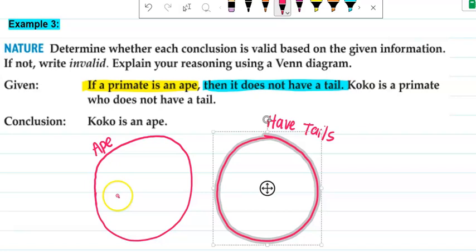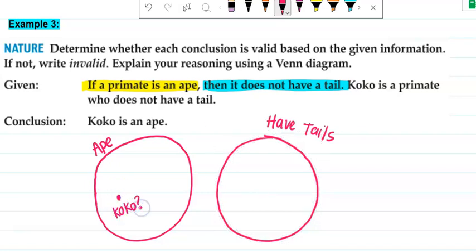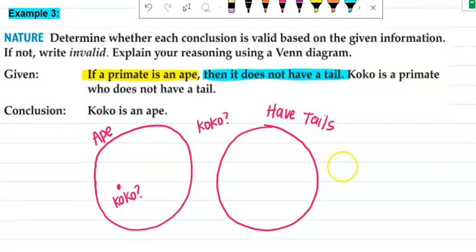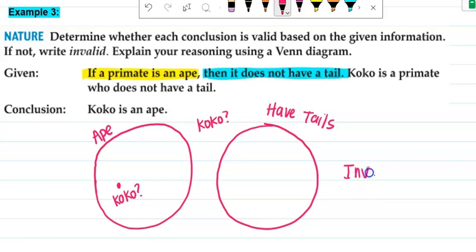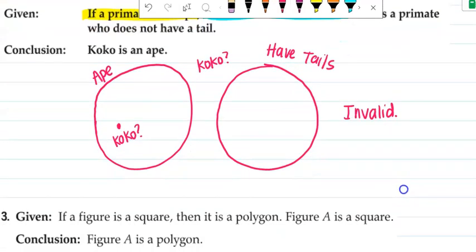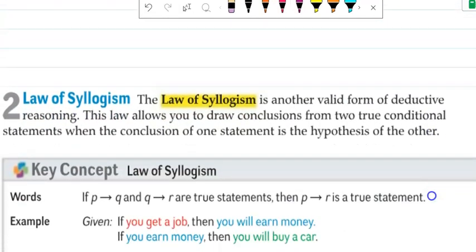But Coco could be here. Maybe she's here. But she could be here. We know she's not in the having tails section. But we don't know for sure. Just because she doesn't have a tail doesn't necessarily make her an ape. Okay? So this is an invalid statement here. Could work, but not 100%, so we can't say valid for sure.